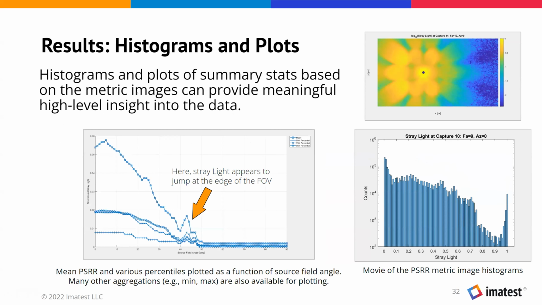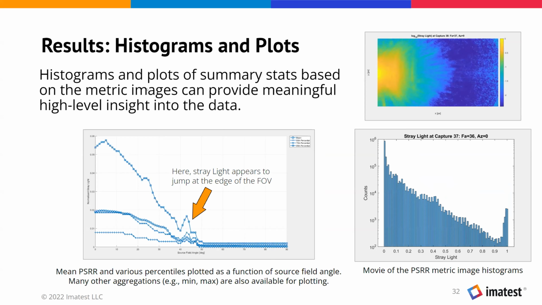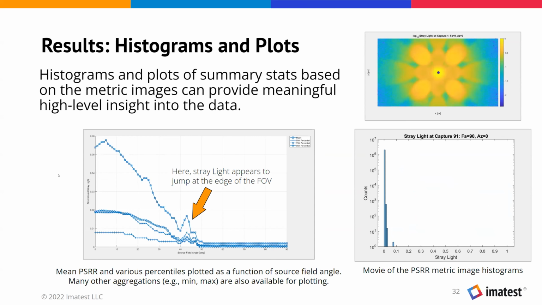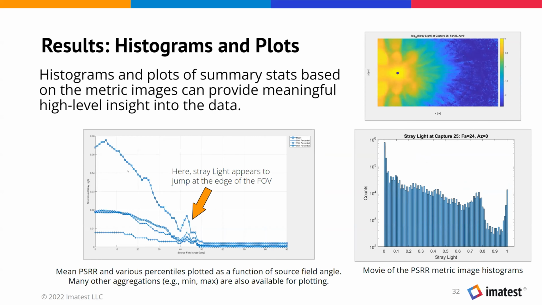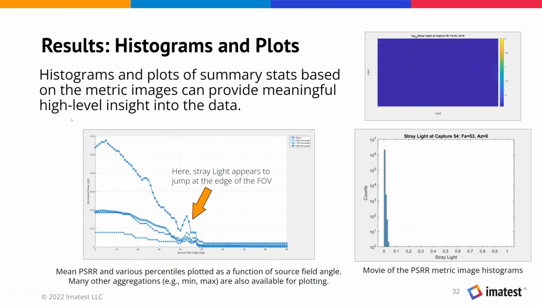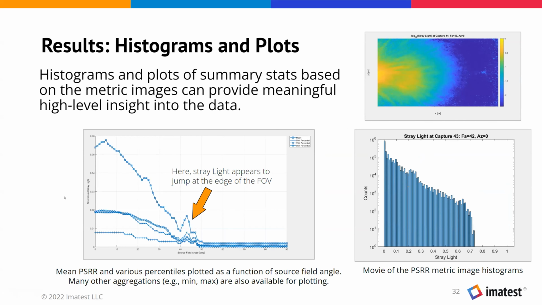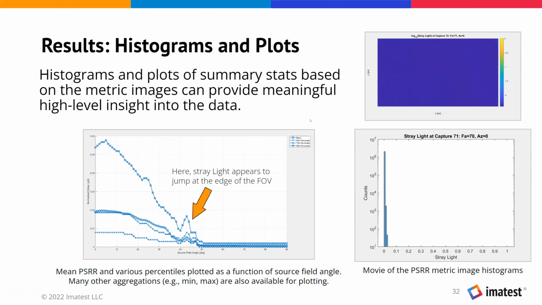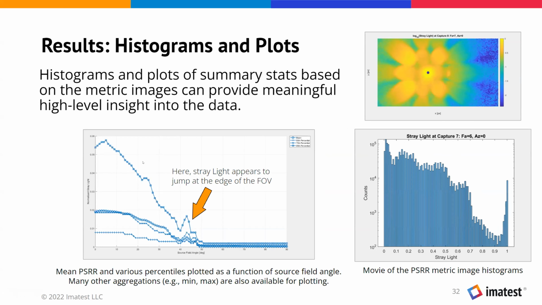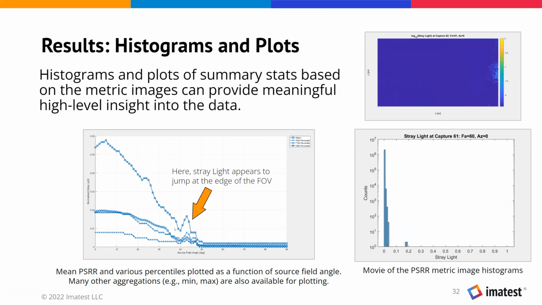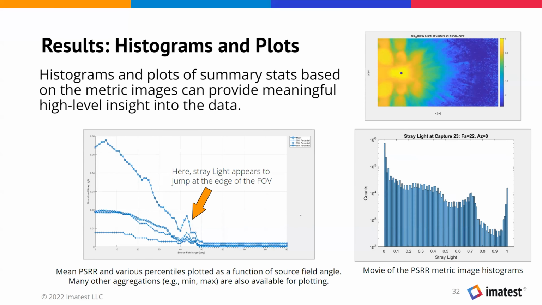There's also these supplemental outputs, the histograms and the plots. They're derived from the stray light metric images, but you might be able to plot something that could provide some high-level insight into the data. In this case, we're plotting different percentiles of the metric images: mean, 50th percentile, 75th, 95th percentile. You can plot really whatever percentile you want with our software, but you can see there's a clear jump at the edge of the field of view that's shown by this plot. So you might be able to gain some high-level insight there or set some pass-fail criteria based off these metrics.